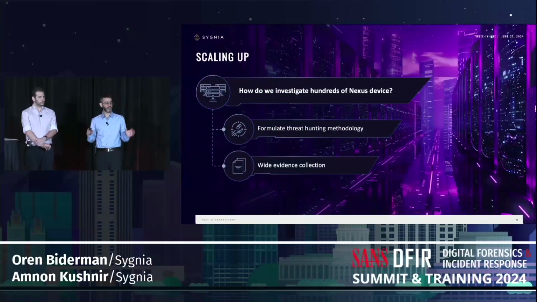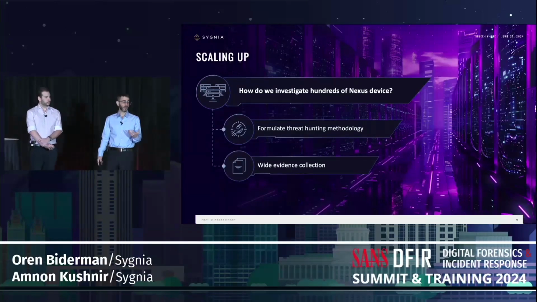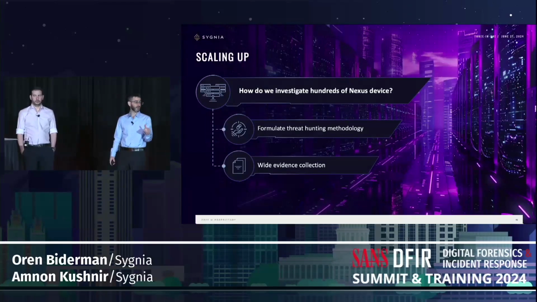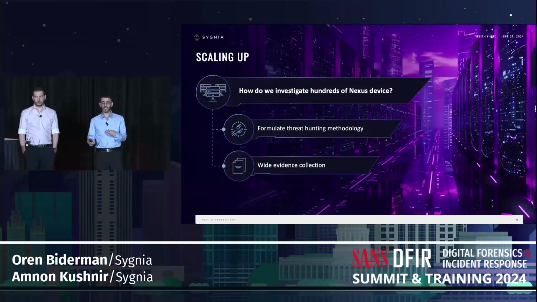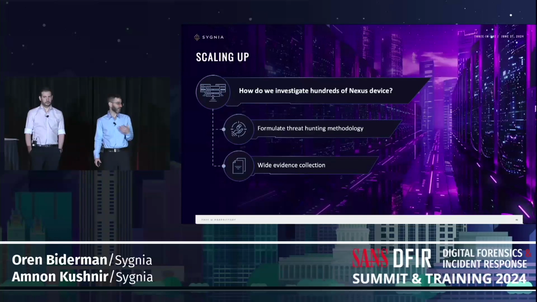Okay, so we investigated a Nexus switch, we know it's compromised, and we see that the threat actor is attempting to perform lateral movement. So now we need to verify that there are no additional compromised Nexus switches in the organization. And this was a large environment with hundreds of Nexus devices. And we had to understand how to scale the investigation. So we understood that we need to formulate some sort of threat hunting methodology and define our questions. We needed to understand which data is relevant to collect, how can we know that the device was compromised.